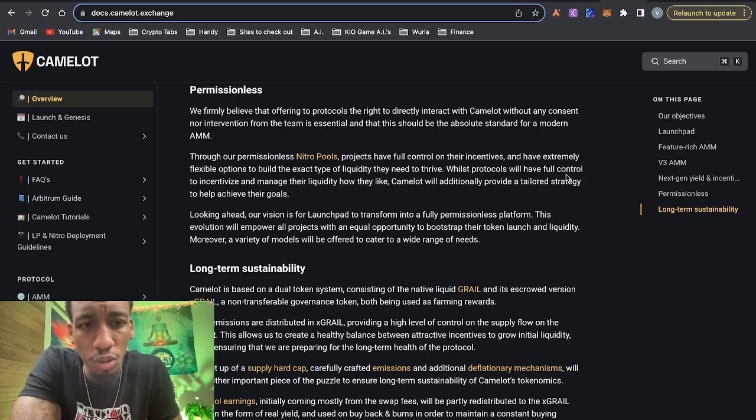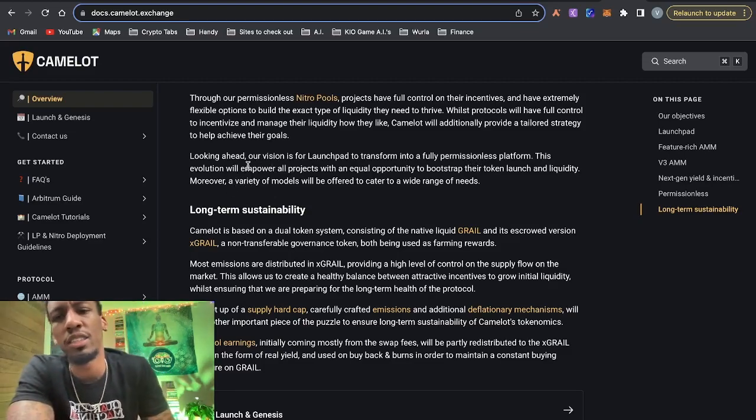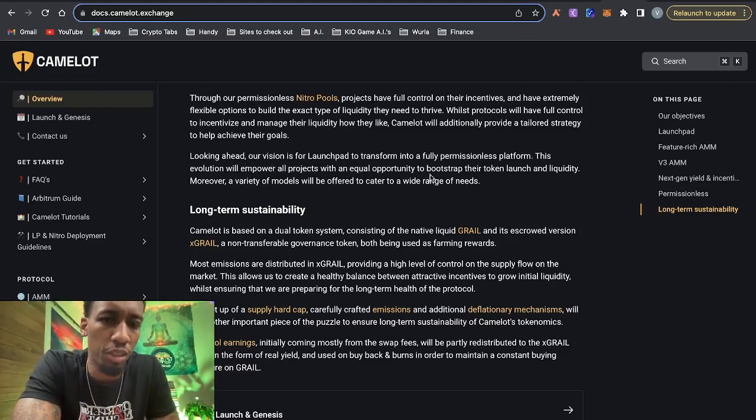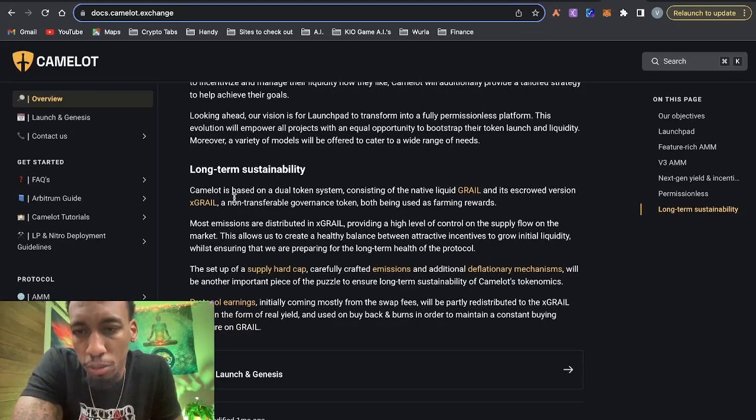While protocols will have full control to incentivize and manage their liquidity how they like, Camelot will additionally provide a tailored strategy to help achieve their goals. That's pretty cool. And they're saying their vision is for the launchpad to transform into a fully permissionless platform. And the goal of that is to empower all projects with an equal opportunity to bootstrap their token launch and their liquidity. And last one on the overview, talk about long-term sustainability.